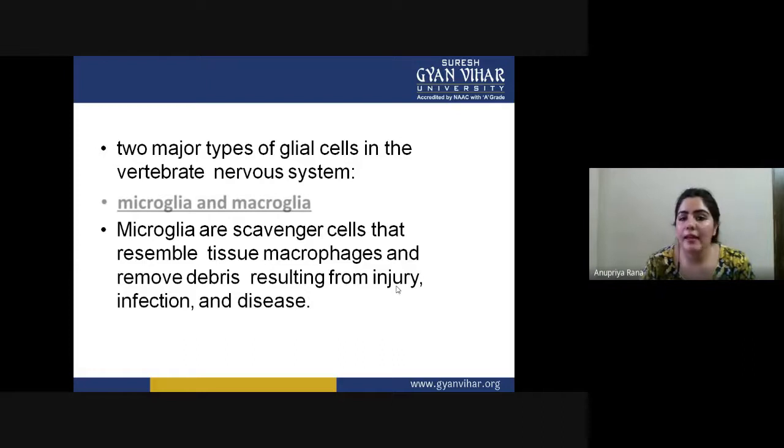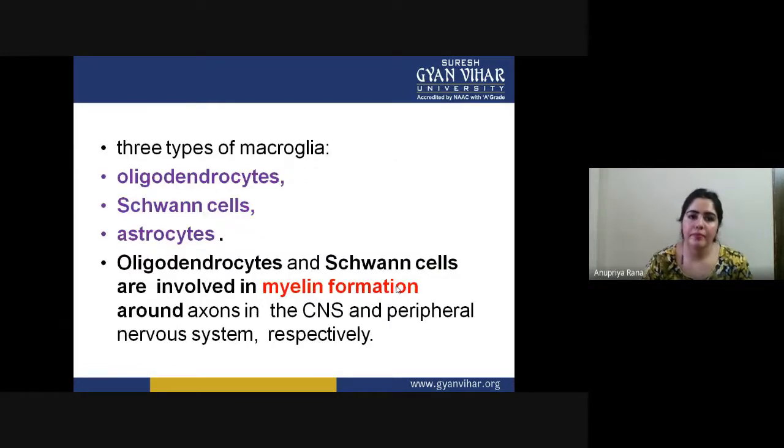The microglia are scavenger cells, or you can say they resemble macrophage tissue, and they remove debris resulting from injury, infection, and disease. So they are not very good cells for our body to develop, because they are removing the debris that results from the injuries, infection, and disease inside our body. That's why what we are going to use for our nervous system are the macroglia cells.